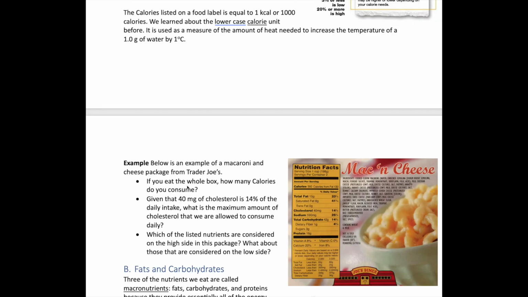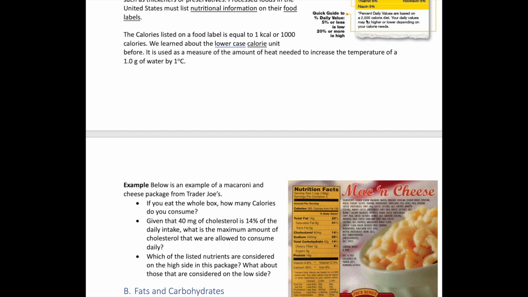So this example just walks you through analyzing this nutrition facts list that's shown on the back of mac and cheese. This one comes from Trader Joe's. If you eat the whole box of this, how many calories do you consume? Well, we can see that the amount per serving is 360 calories. There's 2 servings per container. So if you eat the whole box, that means you eat all 2 servings. So 2 times 360 is 720. So you'd be eating 720 calories. That's almost half of your daily consumption.